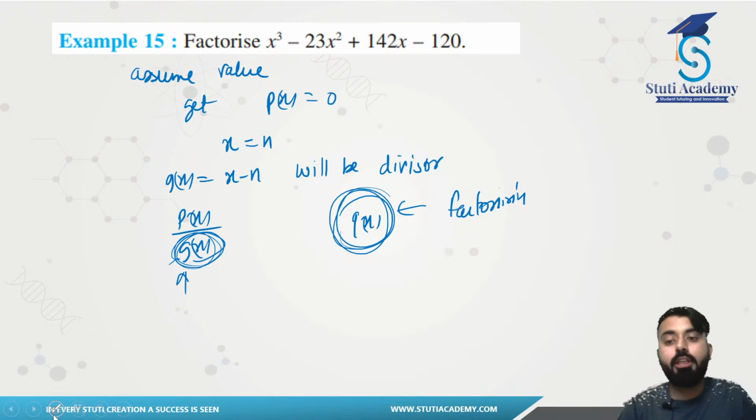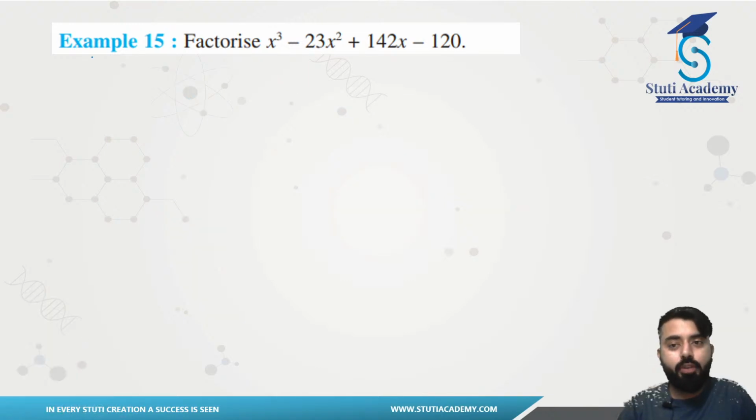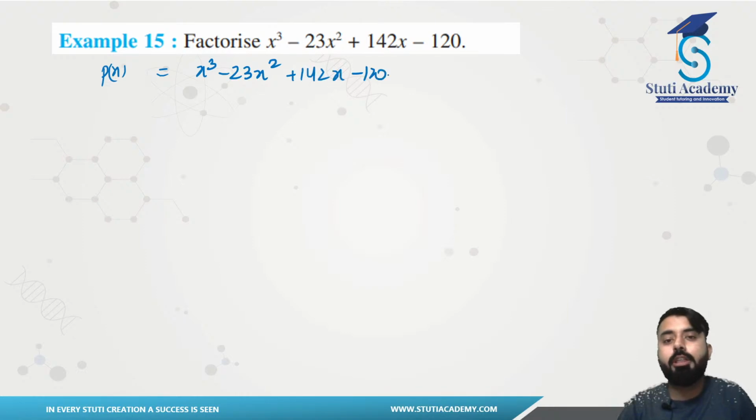Let's just look at this one. If I erase this, I have my p of x, which is x cube minus 23x square plus 142x minus 120. Now, if you remember anything from my previous class, I had told you that we always look for our constant value. So write down every possible factor of 120.